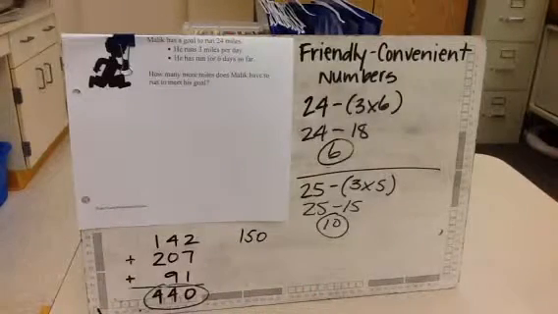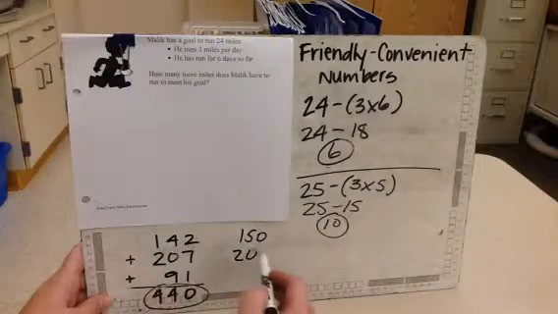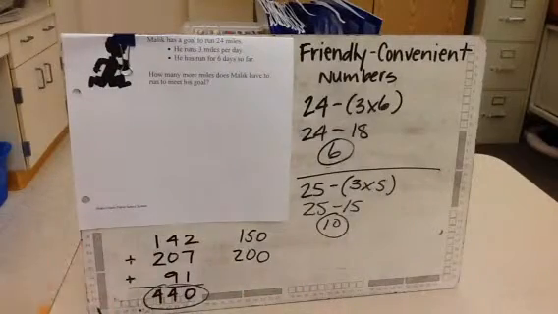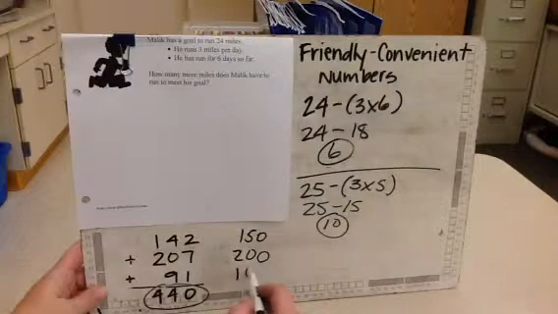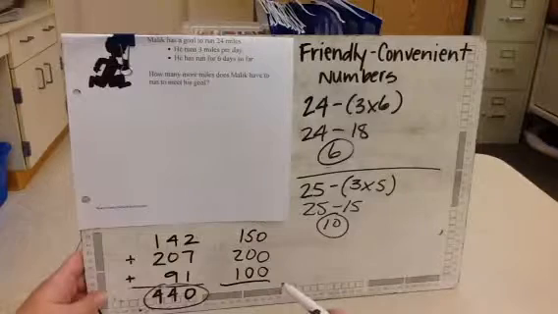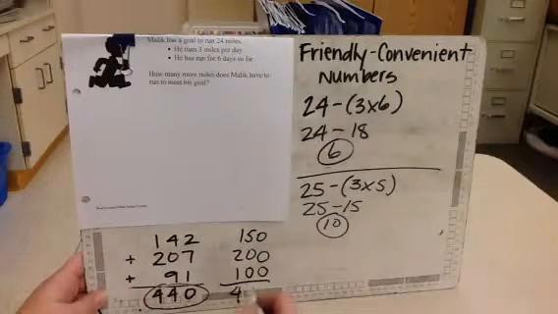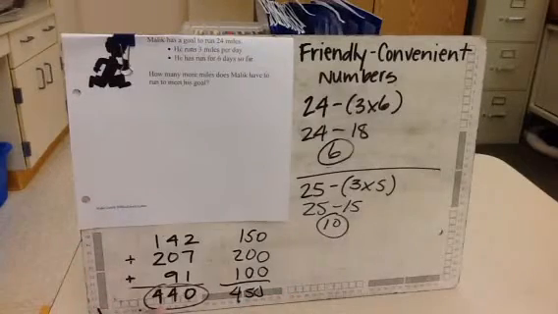207, probably in our normal lives, we would say, oh, it's about 200. You could say 210. You could say 205. I'm just going to go ahead and go with 200. And then 91, I could go with 90, or I could say, well, it's about 100. So here I have 100, and then if I add all of this together, I have 450. So my actual was 440.